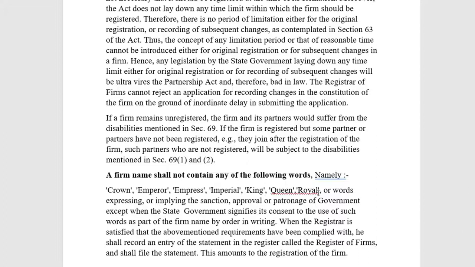Here, the Registrar of Firms cannot reject an application for recording changes in the constitution of the firm on the ground of inordinate delay in submitting the application. That means the Registrar of Firms cannot reject the application on the ground of delay with regard to the constitution of the firm, even if they have taken some time. On that ground, the Registrar of Firms cannot reject the application for registration of the partnership firm. If a firm remains unregistered, the firm and its partners would suffer from the disabilities mentioned in Section 69.